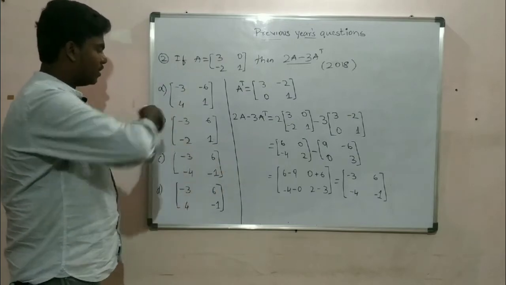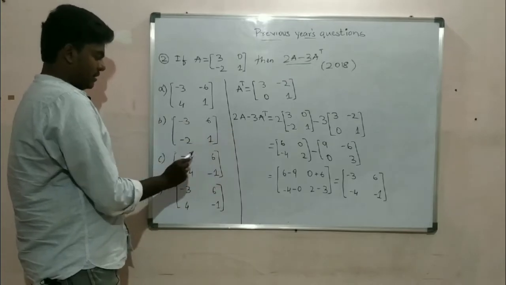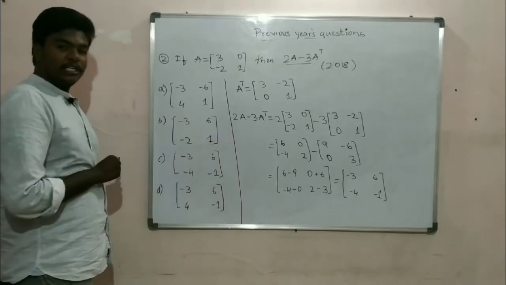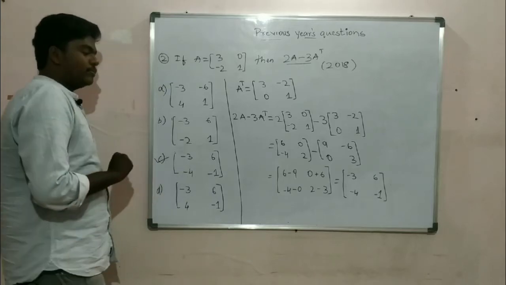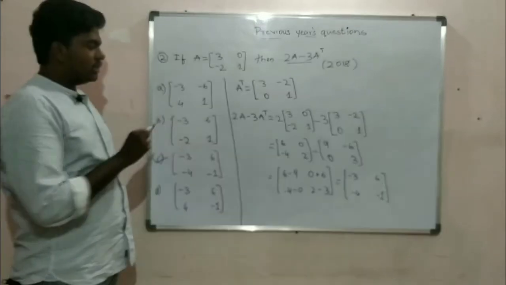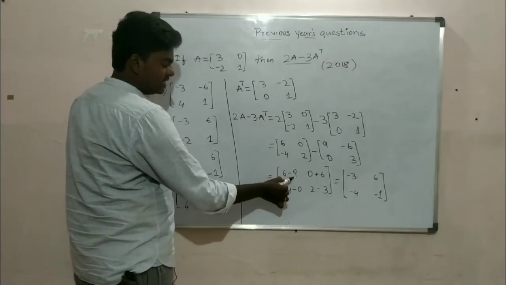Check that answer in the options here. Minus 3, 6, minus 4 and minus 1. So here the third option, option C is the right one. So this is how you solve this one. Please be careful while subtracting these numbers.